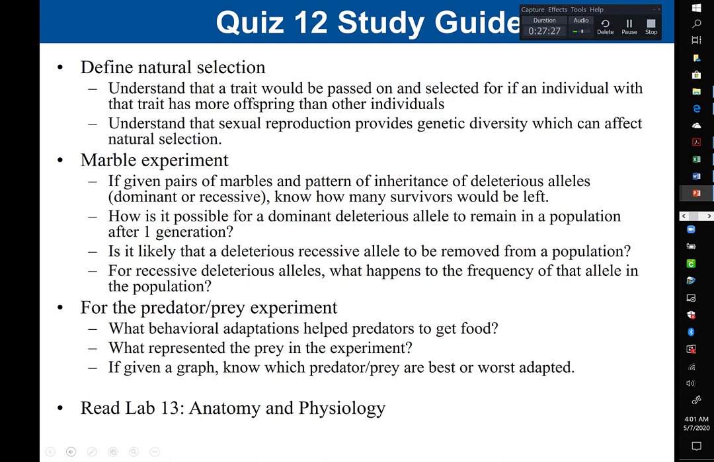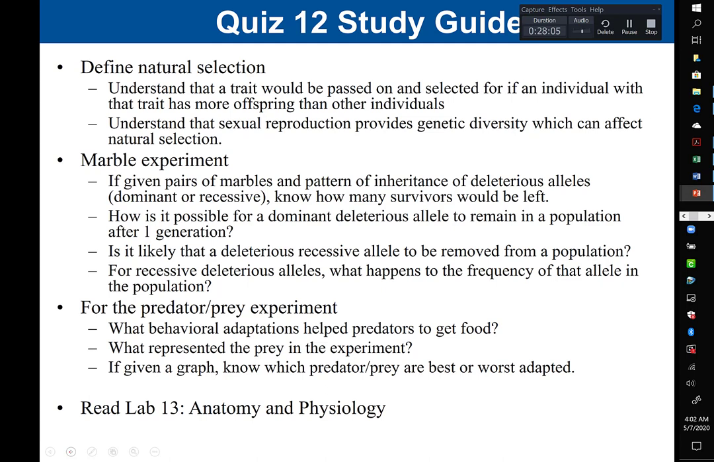And then for the next part, for recessive deleterious alleles, what happens to the frequency of that allele in the population? Well, as those homozygous recessives die off, the frequency of that allele in the population gets low. And when the frequency gets low, it's less and less likely that two individuals who are heterozygous are going to come together and have a child, which would remove that gene from the population. So it's not very likely that a deleterious recessive allele is going to be removed from a population.